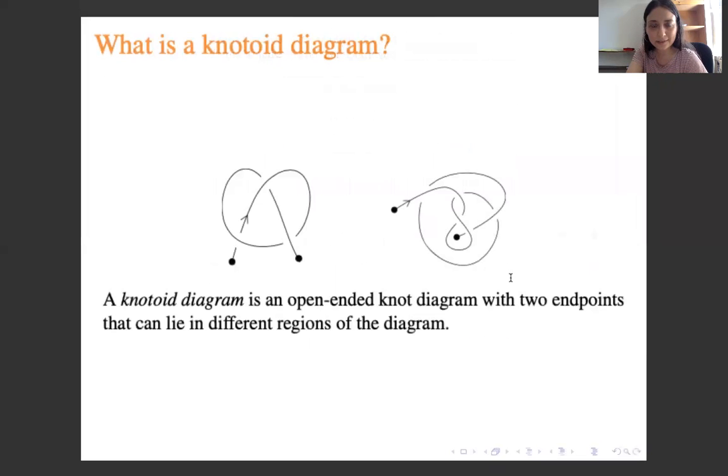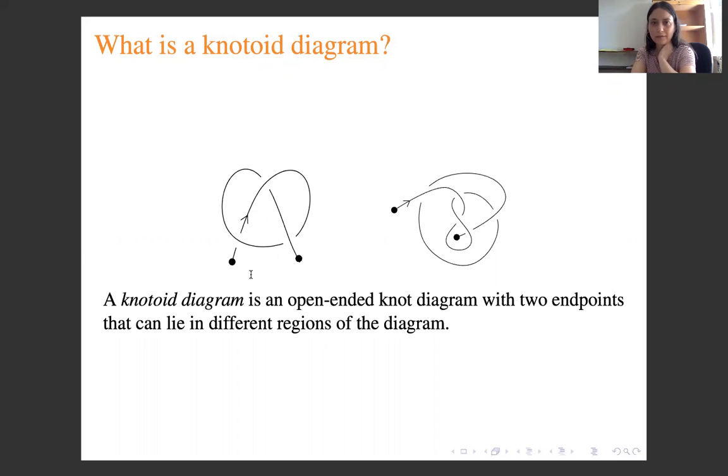So let's start with the question, what is a knotoid diagram? A knotoid diagram is basically an open-ended knot diagram that can be considered in the plane or in the two-sphere or in an oriented surface in general, with two endpoints that can lie in different regions of the diagram. By regions of the diagram, we mean local planar components that are complementary to the given diagram.